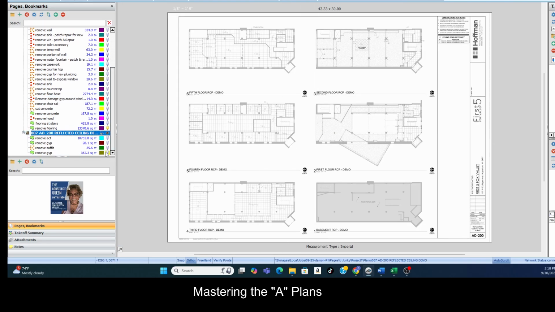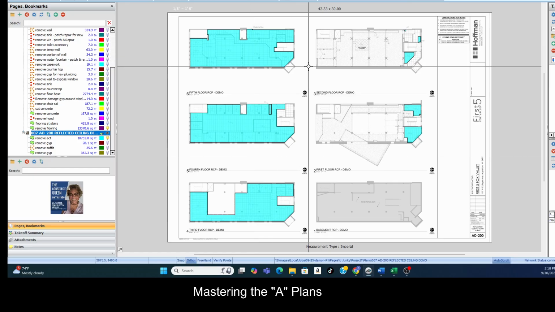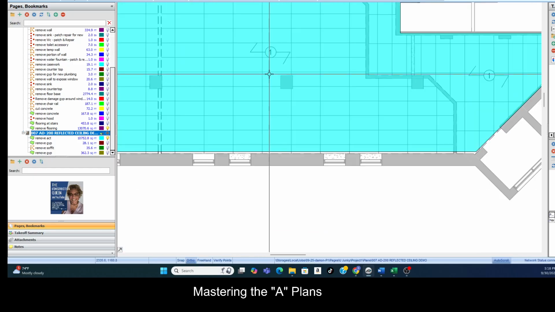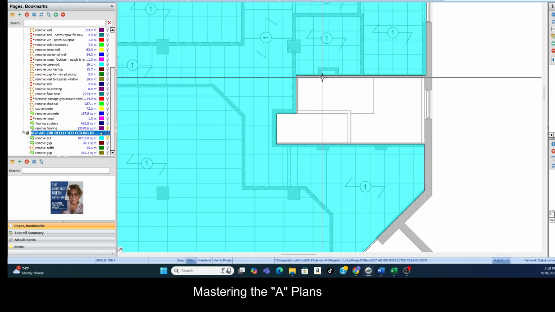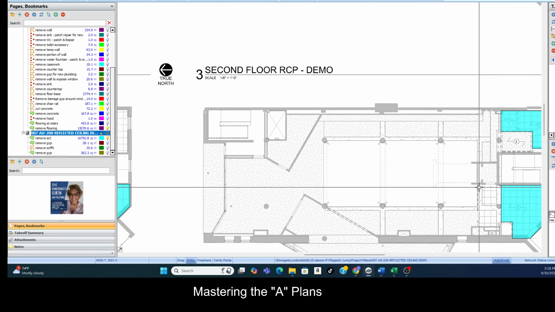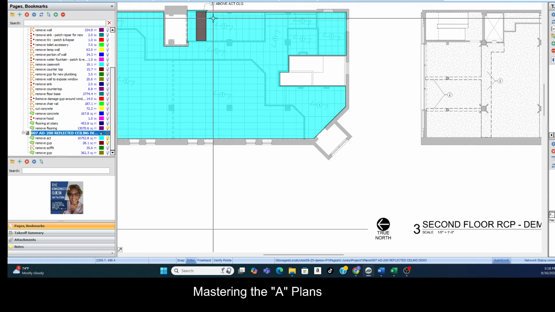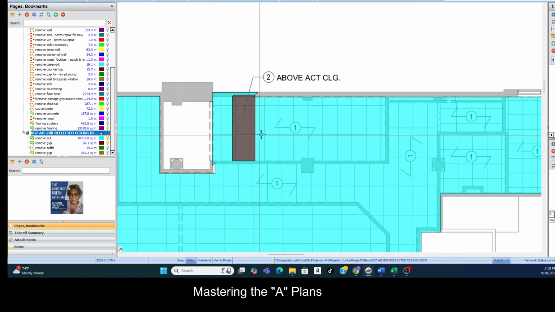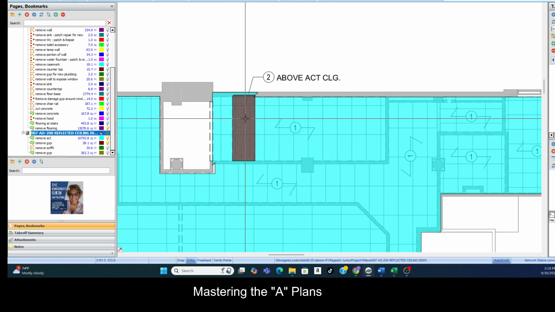All right. So remove ACT, and I did do all those in one shot. I didn't mess up. Okay, so it's either 2x4 or 2x2, but it's the same thing. Okay, and that was easy. And they have some drywall above this ACT for some reason, so they want you to remove that.